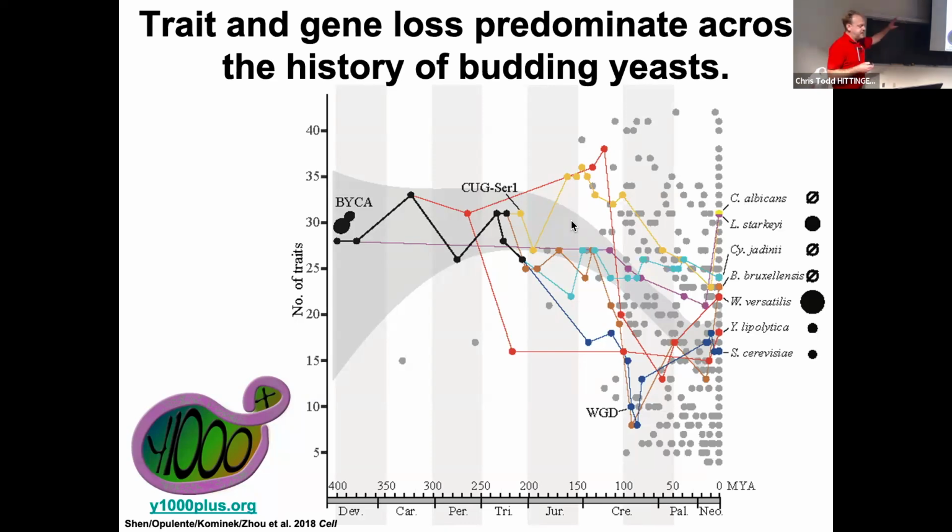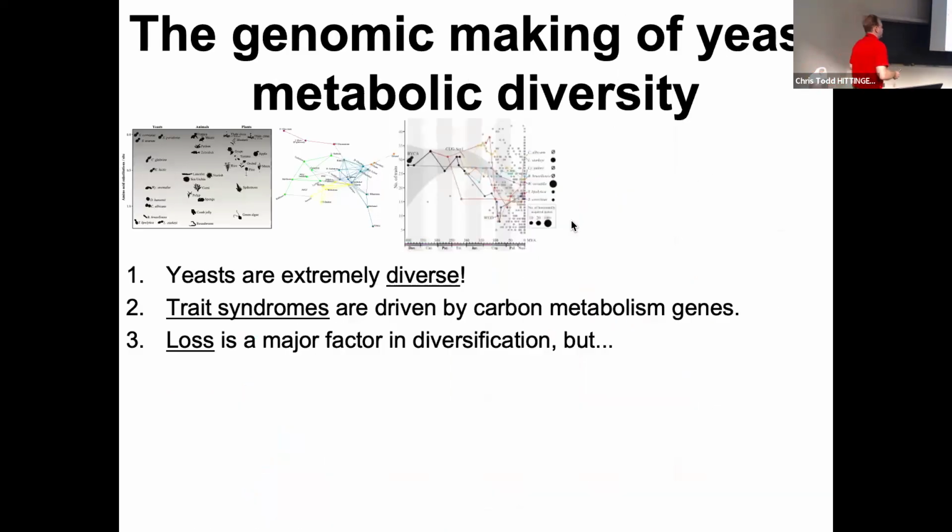Interestingly, though, the dots are all of the nodes in the data set, all the inferred ancestors. And what you see is that there's actually quite a distribution. There are always yeasts out there that can do more than other yeasts. And we'll come back to what those are in a bit. But first, the punchline of that prior study and some other earlier studies is that loss is really a major factor in yeast diversification.